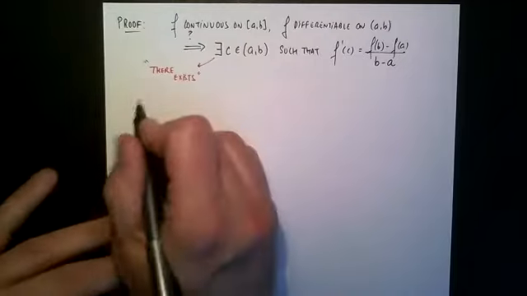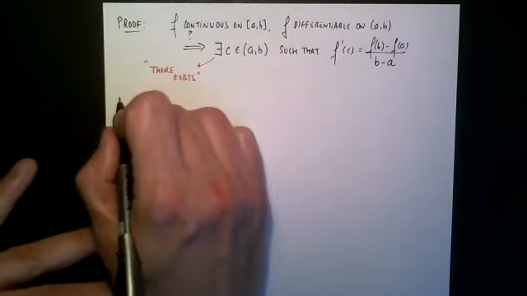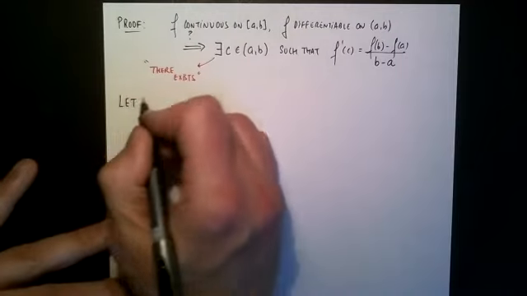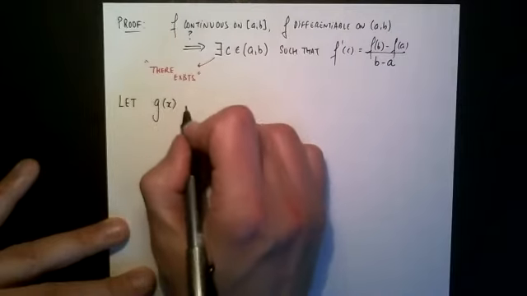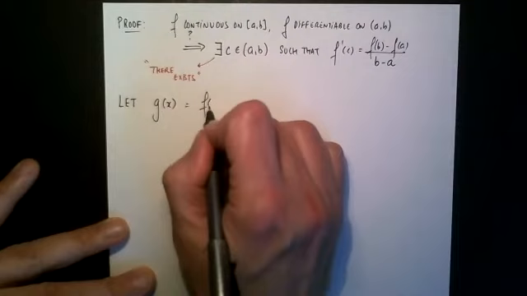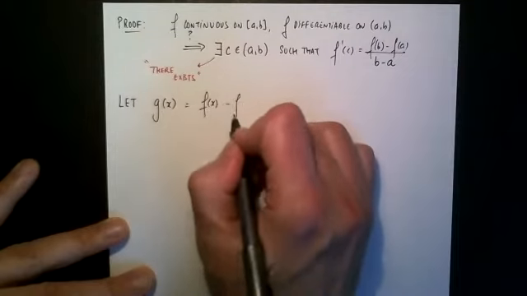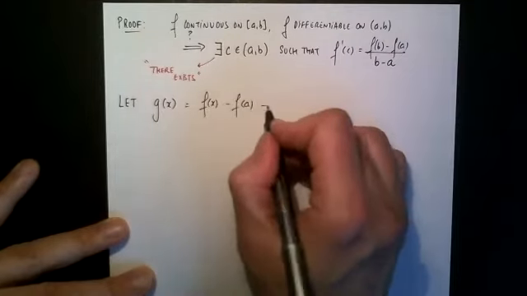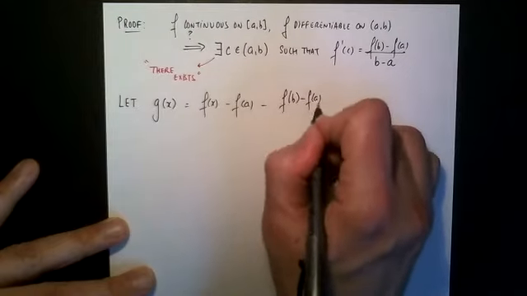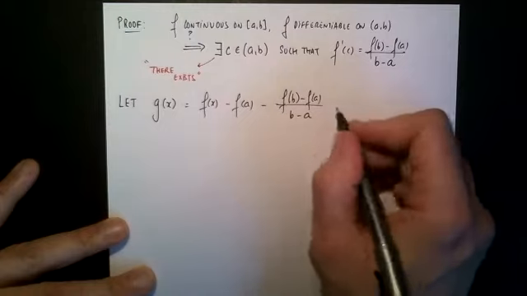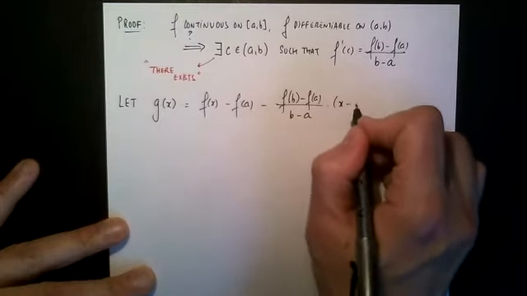Okay, so let's go. This is what I'm going to do. I'm going to create a new function, g of x, equal to f of x minus f of a minus (f of b minus f of a) over (b minus a) times (x minus a).